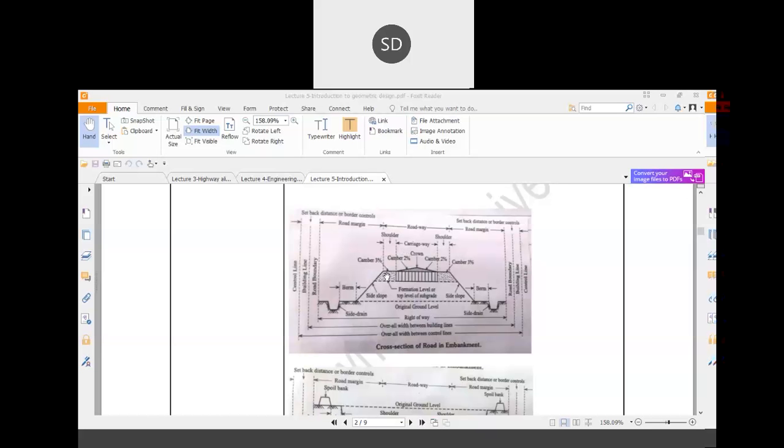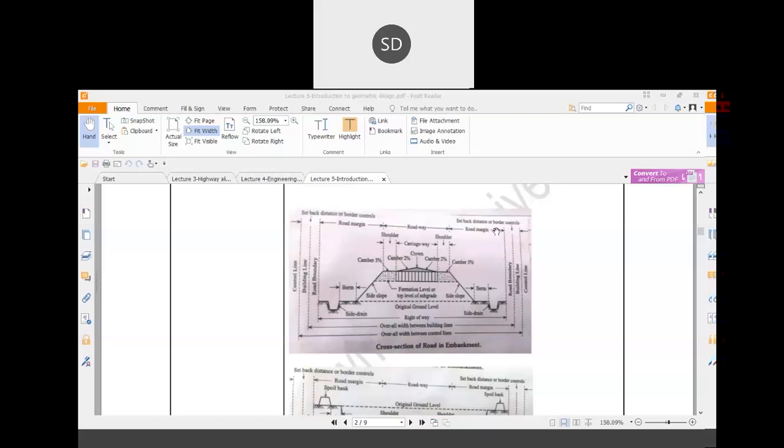Beside this is your shoulder. Sometimes it will be used as a footpath, and this shoulder along with the carriageway is called your roadway. So your roadway is carriageway plus shoulder. After that, some boundary would be there. That is called your road boundary.